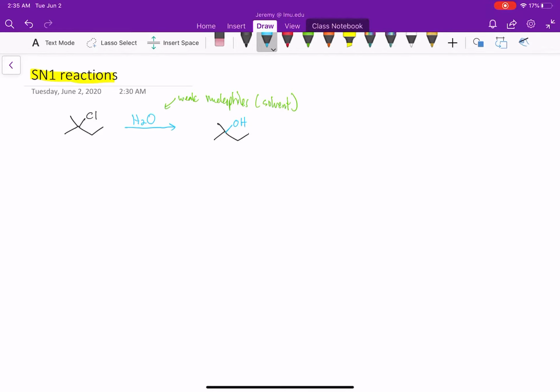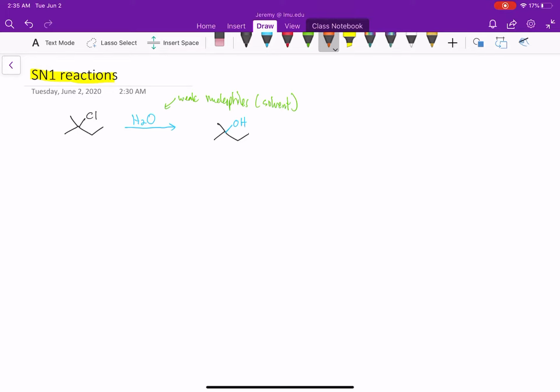All right. So let's look at the mechanism on how this works. While it is a substitution reaction, there is a difference between the SN2 and the SN1. They're both substitution reactions, so your nucleophile substitutes your leaving group, your alkyl halide, but the mechanism on how this works is very different.